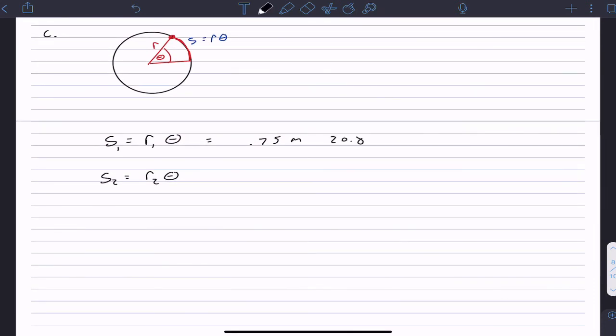So, child 1, 0.75 meters times 20.8 radians equals 15.6 meters. That's the linear distance that this child has moved. And then the next one is going to be 3 meters times 20.8 radians.